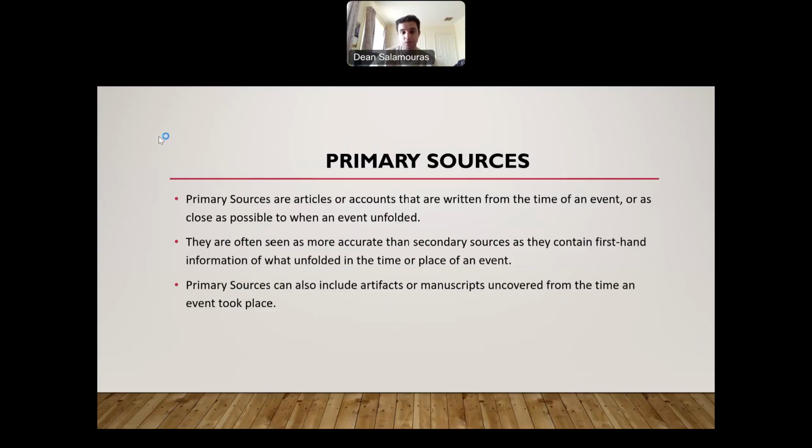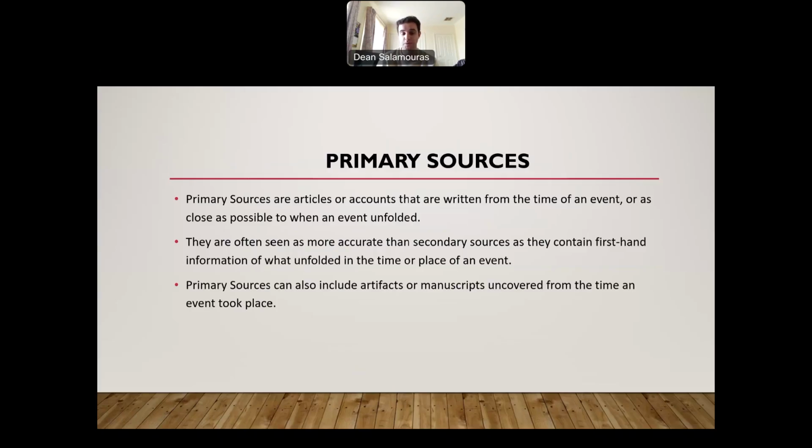So primary sources are articles or accounts that are written from the time of an event or as close as possible to when an event unfolded. So they're basically written or published when an event took place or as close as possible to when an event took place. They are often seen as more accurate than secondary sources as they contain first-hand information of what unfolded in the time or place of an event.